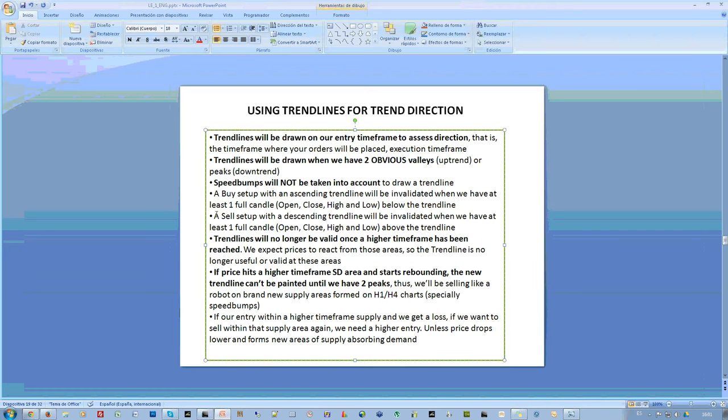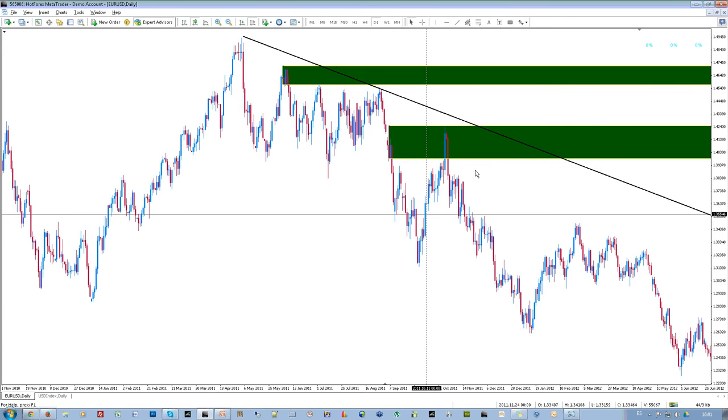When a trail line is broken with a full candle, a sell setup with a descending trail line, like now on the daily, will be invalidated or negated when we have at least one full candle open, close, high, and low above the trail line. So we need a full daily candle right above, not just a spike or the open or closing price above.